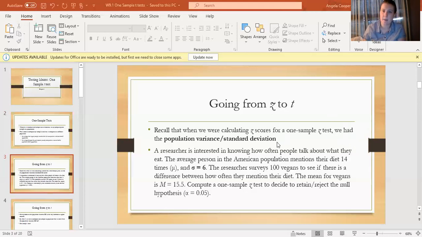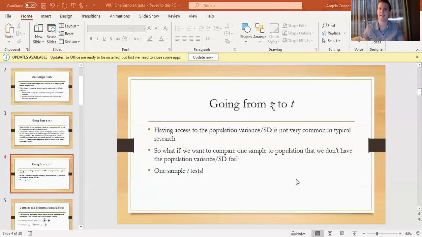In this example from last week, comparing vegans to the American population, we have the population mean set at 14 for mu, and a sigma, a standard deviation, of 6 for the population. Then we only have the sample size and the sample mean in terms of the information we have for the sample. Well, it's a little different for t-tests. Having access to the population standard deviation or variance is not very typical in research.